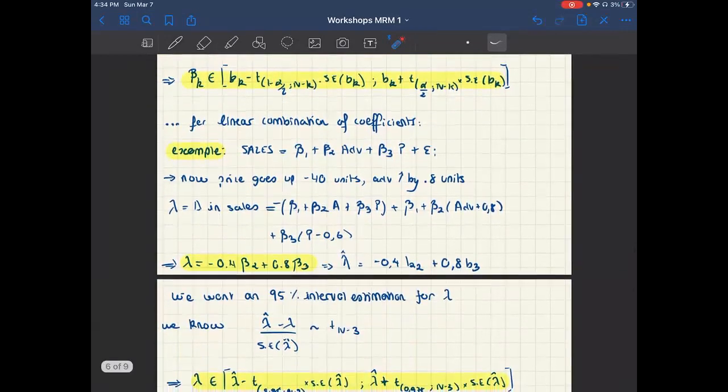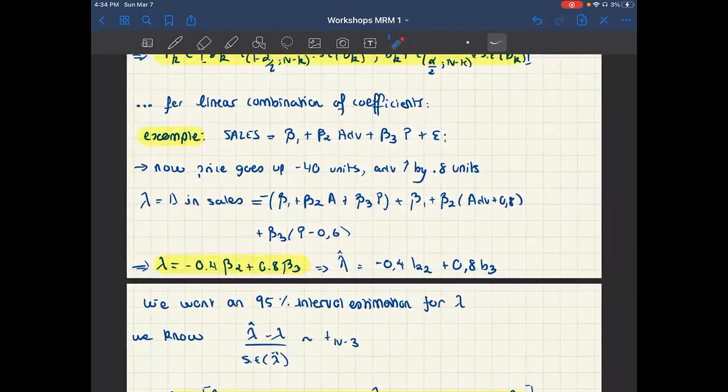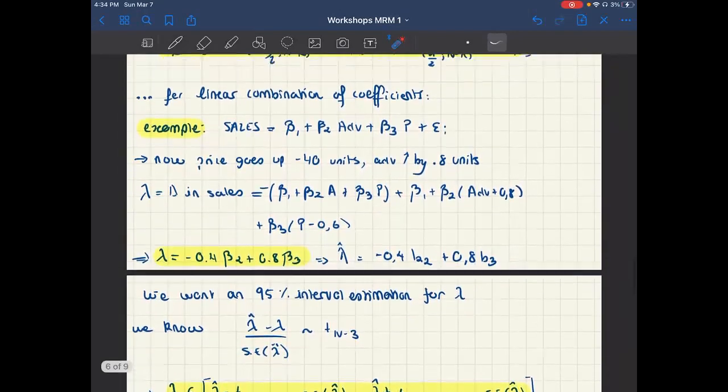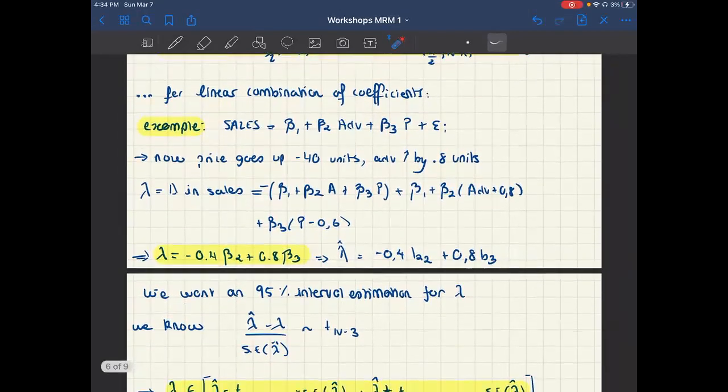I think I have a small example here. Yes, if we consider linear combinations of coefficients. So if we have sales, which is a function of advertising and price, we say sales is equal to beta 1 plus beta 2 advertising plus beta 3 price plus an error term.